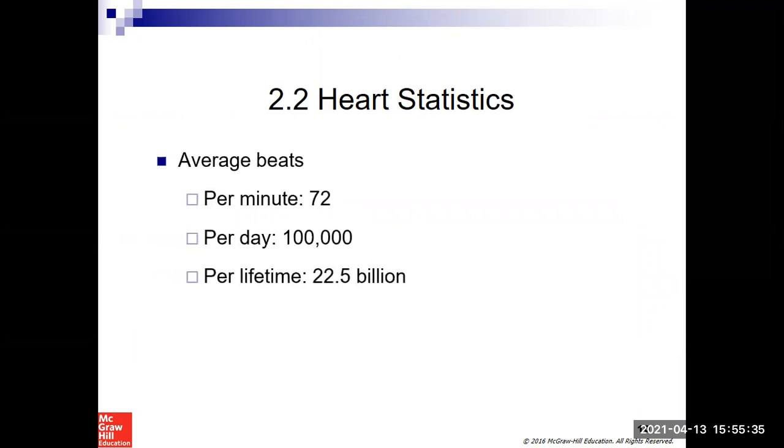Heart statistics. Average beats: 72 per minute, 100,000 per day, and 22.5 billion in your lifetime. Average per minute is 72, average per day is 100,000, and per lifetime would be considered 22.5 billion.